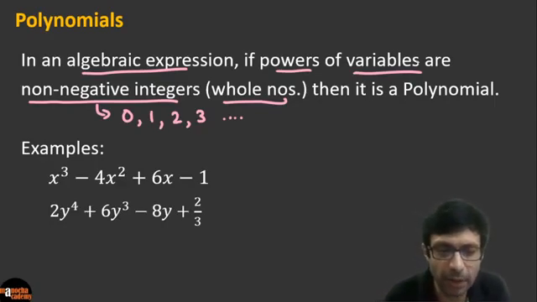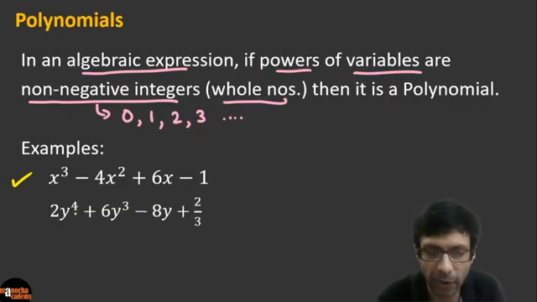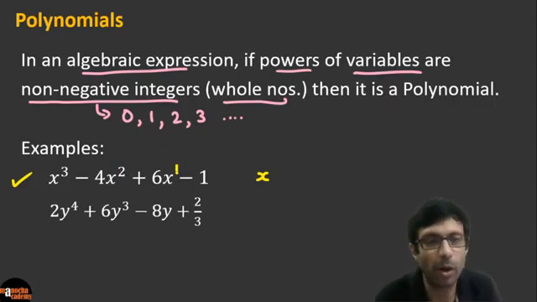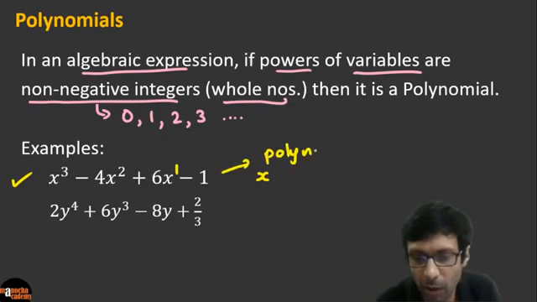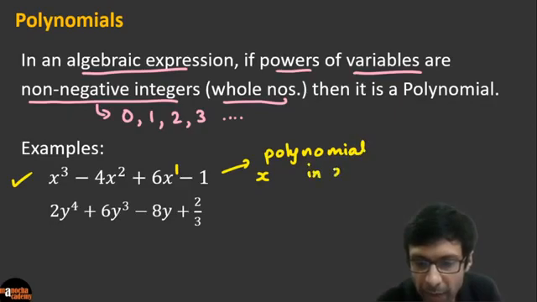So let's take a look at some examples here. Take a look at the first example: x cubed minus 4x squared plus 6x minus 1. So what is the variable here? Here you can see the variable is x, right? Now follow the powers here. It's x to the power 3, so that's a whole number. Then you have x squared here. And x is basically x to the power 1, right? So can you see that all the powers are whole numbers? So this is definitely a polynomial. That's why it's an example of a polynomial in x, right?